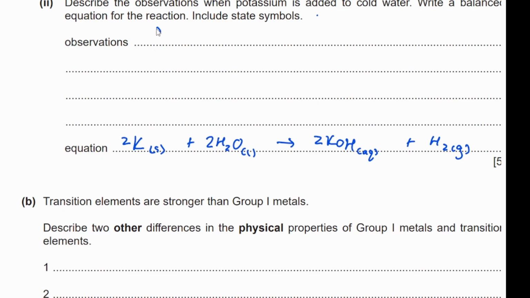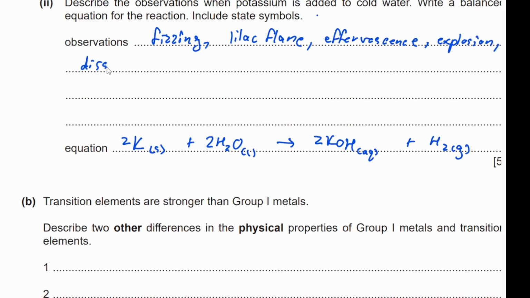Observations can include fizzing, lilac flame, because when potassium burns the flame is lilac in color, they are purple. And you can say effervescence, since the hydrogen is released, or you can say explosion, or you can say dissolves.